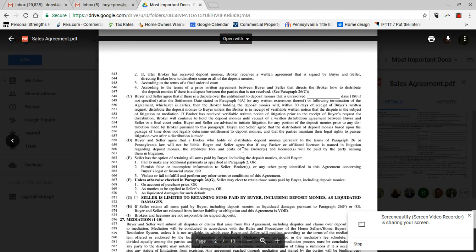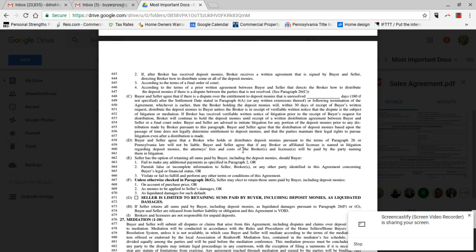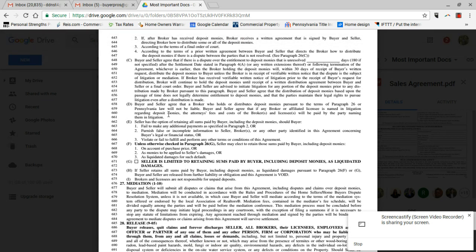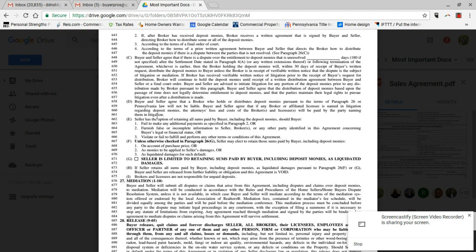So that's like if the buyer breaches the contract and they rightfully shouldn't get the hand money, but the seller never sues them, then they do get the hand money back after 180 days. But for my client, if I'm representing the seller, I want at least 180 days for them to make a decision if they want to sue the buyer or not.